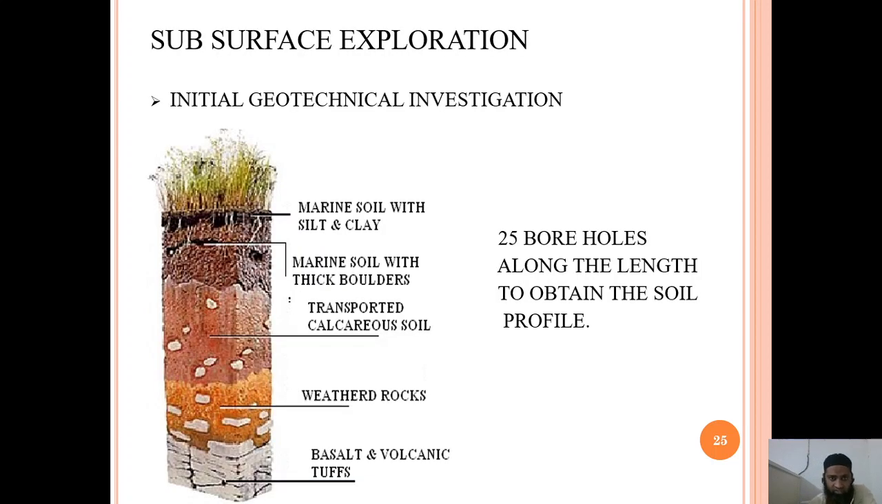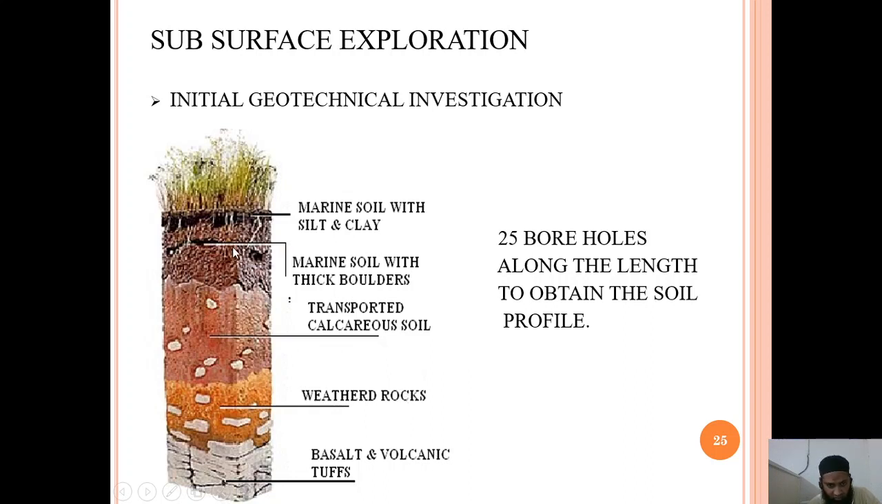You can just see this subsurface exploration. Basically, before going for any construction, we go for geotechnical investigation. We need to see what type of soil is underneath. So after removing the soil, we go for investigation. You can see marine soil with silt clay is there. Marine soil with thick boulders is also there. Transported calcareous soil is also there. Weathered rocks are there, basalt and volcanic tuff.